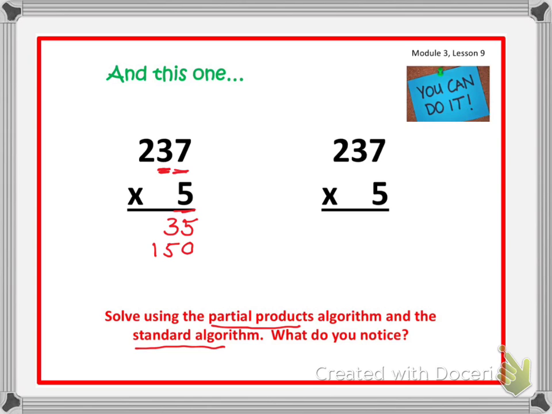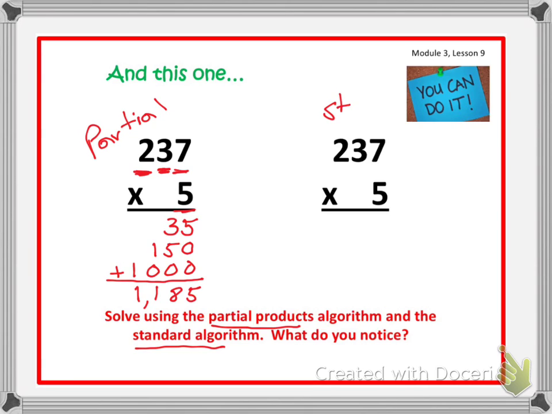Then we're going to go to the next place. This is not a 2. That's a 2 in the hundreds, so it becomes 200 times 5 is 1,000. So now what do we do with partial products? We have to add them. So it becomes a 5, an 8, and a 1, and a 1. So 1,185. This is our partial product algorithm.